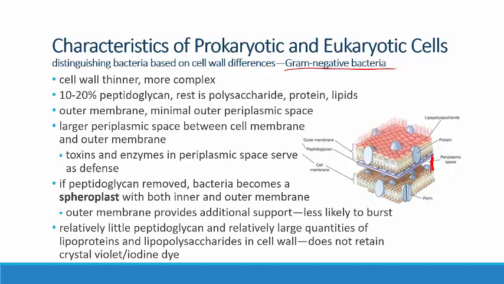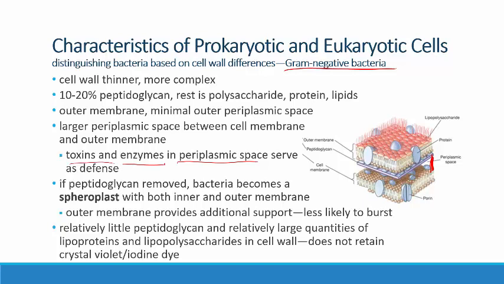so much larger periplasmic space, and it is a very metabolically active space. The periplasmic space in gram-negative bacteria contains toxins and enzymes that can serve as a defense. So if something tries to come and munch on the bacteria, then if they get through that external membrane, they will release the toxins and the enzymes and be damaged themselves.